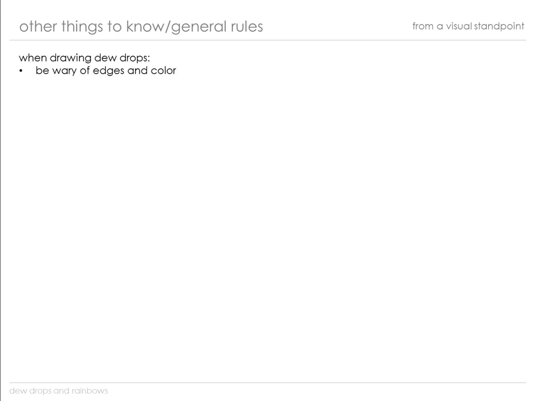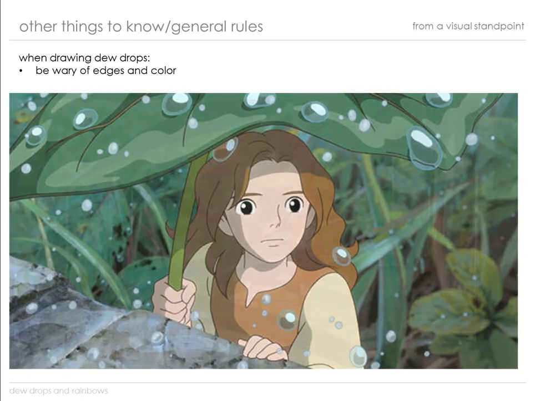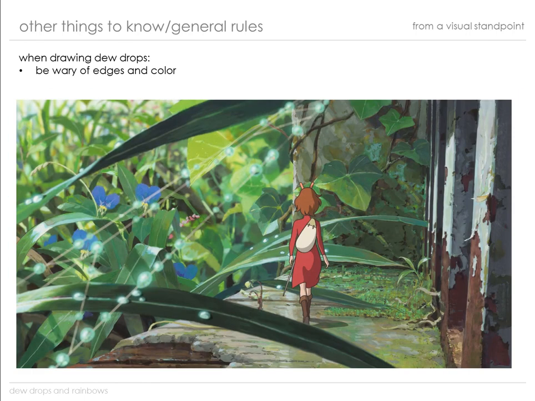When drawing dewdrops, be aware of edges and color. Don't make the edges too prominent, or the color too saturated. Dewdrops are supposed to be transparent, and their color should reflect the surface that they're on, or in front of.